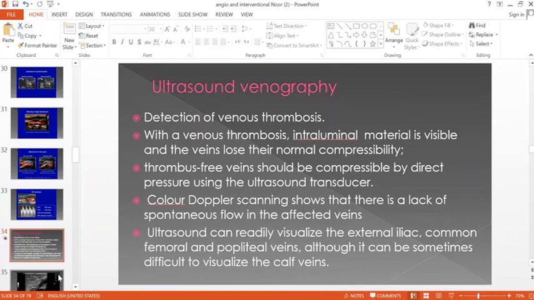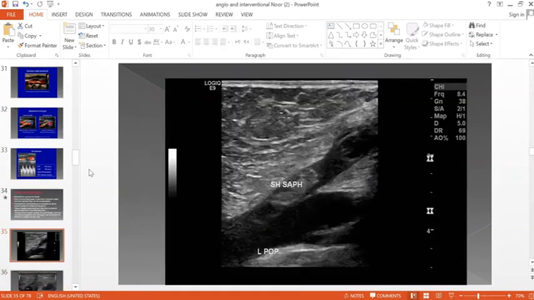Then we can put our color on, and color Doppler scan will show us whether there is lack of flow or not. This ultrasound venography is useful in the assessment of the iliac, external iliac, common femoral, popliteal veins. However, in the calf distal to the popliteal vein, the sensitivity will drop. This is an example of ultrasound venography. And just by looking at the grayscale image, we know that this is a thrombus that is seen within the great saphenous vein.